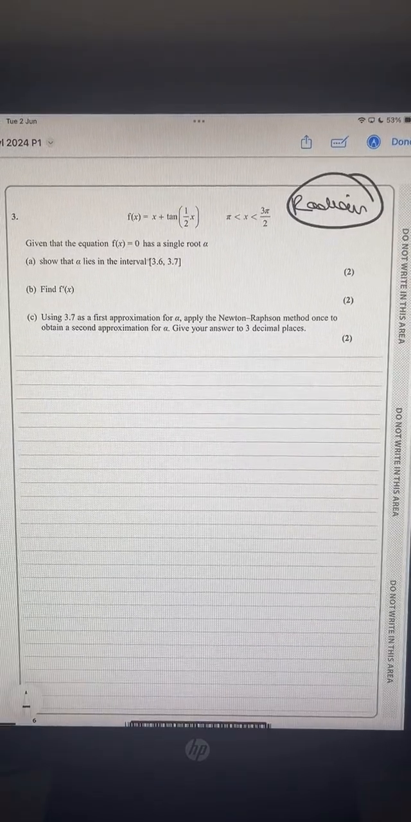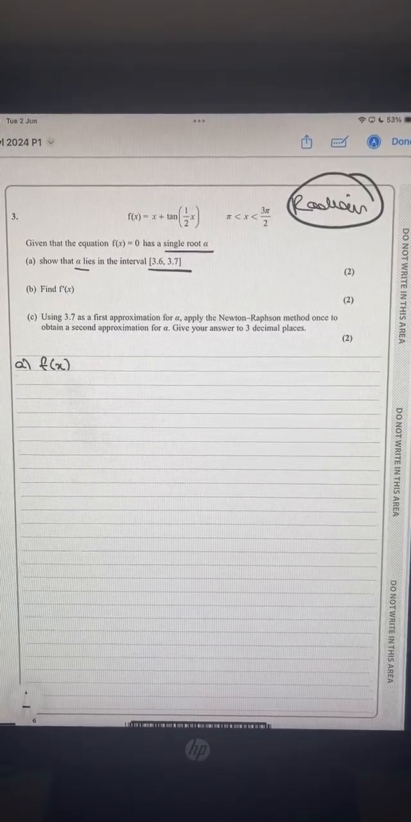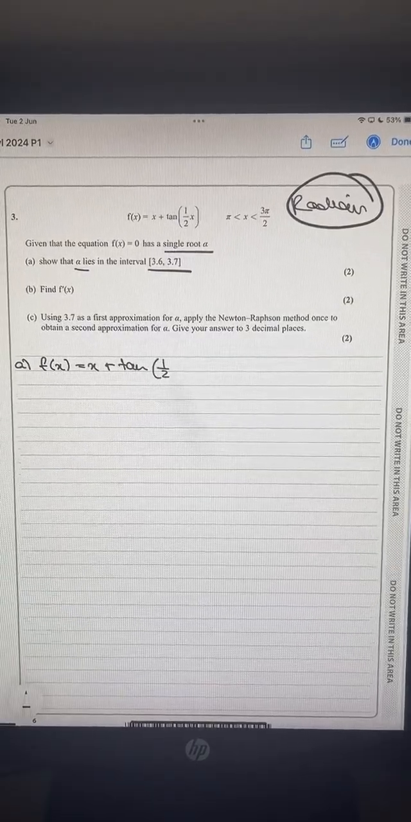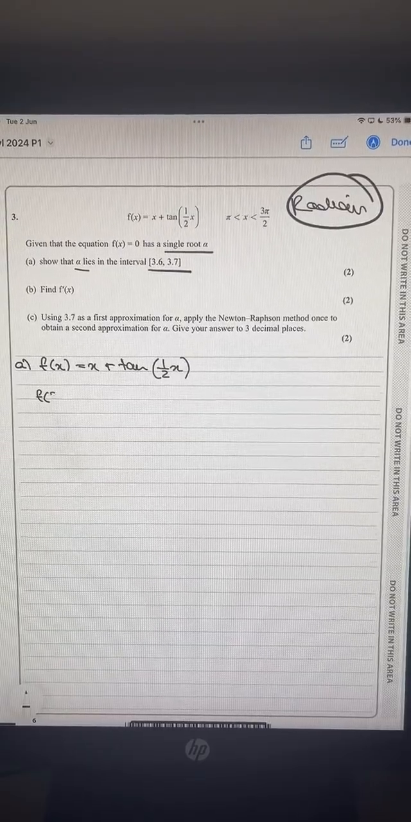So, given the equation f of x has a single root alpha, show that alpha lies in the interval 3.6, 3.7. I like to write out my function again just so I know I understand it: f of x equals x plus tan half of x. If I want to show that a root lies in an interval, I just have to substitute in the values of the interval and show a change in sign. It's as simple as that for 2 marks, well, with my conclusion too.